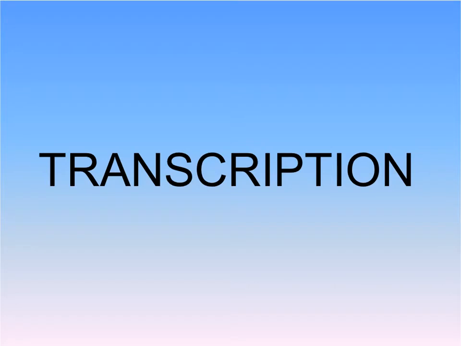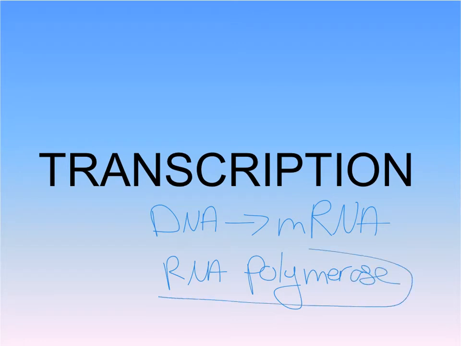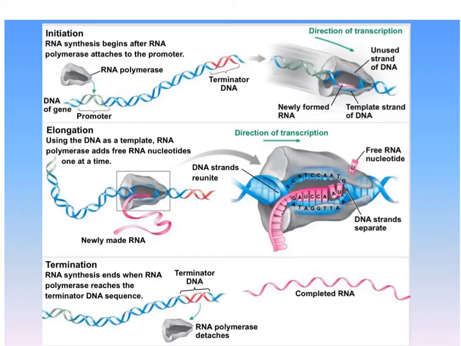Okay, so let's go ahead and talk about transcription. Obviously transcription is going to happen in the nucleus because this is where we're taking our DNA and copying it into an mRNA molecule. We're going to use our enzyme RNA polymerase for this. This should sound a little familiar. Remember DNA polymerase for DNA replication? Well, RNA polymerase takes DNA and copies it into mRNA. Let's go ahead and dive into transcription.